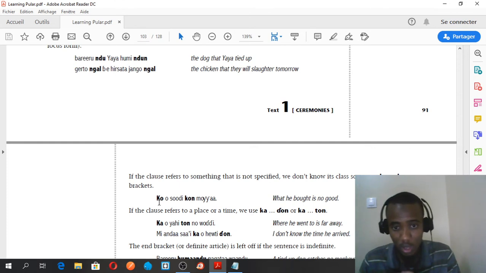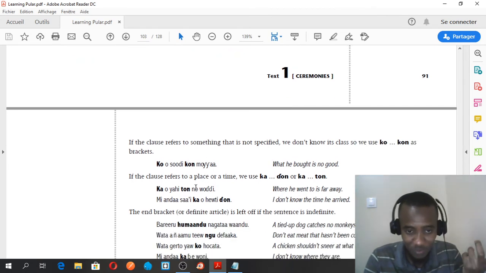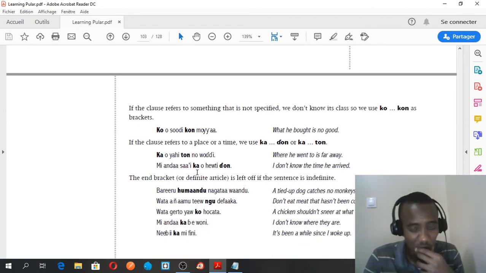The clause refers to a place or time. Use ka or dong. Ka o yahi dong. This is very important, guys. Ka o yahi dong. Mi anda sa'i ka o hewti dong. I don't know the time when he arrived. I don't know what time it was when he arrived. So this is used when you don't know. The end bracket is so ko o sodi kong, ko o nyami kong, ko o wilti kong. Mi anda ko o wilti. I don't know the reason of his happiness, the cause of his happiness.